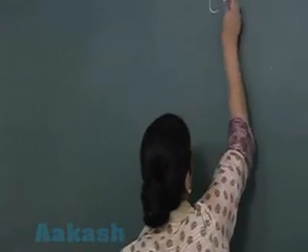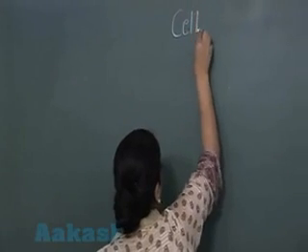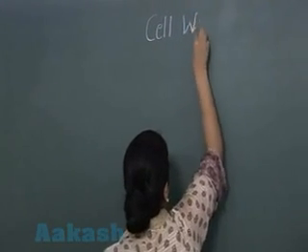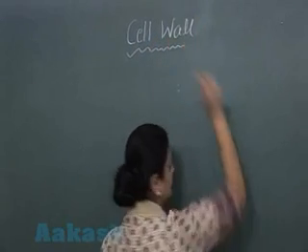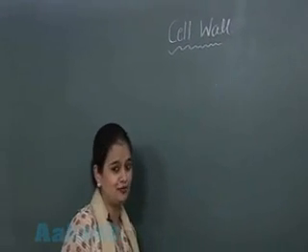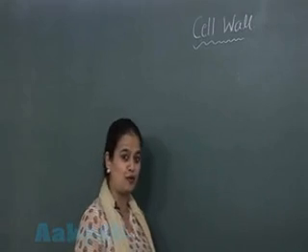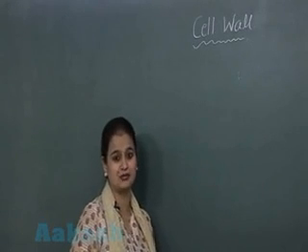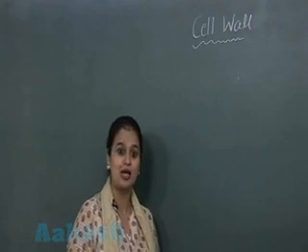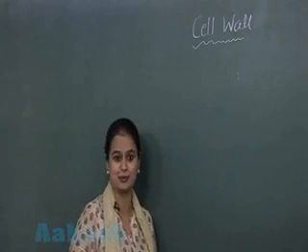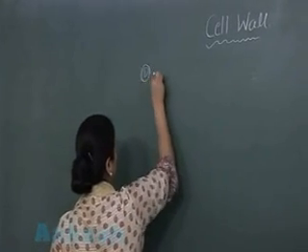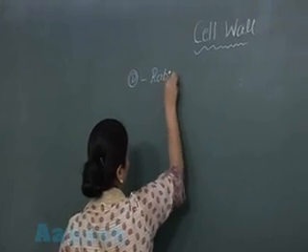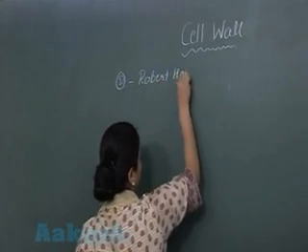So let's start with the cell wall. Now the discovery of the cell wall is credited to Robert Hooke when he observed a thin slice of cork under his own designed microscope. So here we can write this: discovery of cell wall was by Robert Hooke.